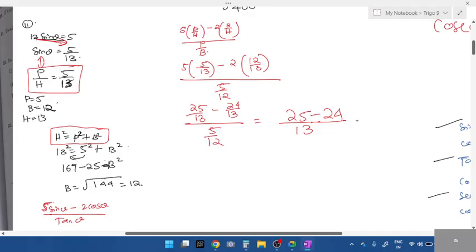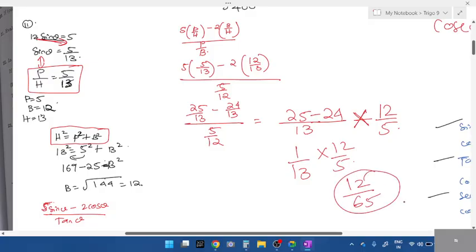How can I write 5 by 12? Can I multiply it? I can write it as 12 into 12 by 5. What is 25 minus 24? 1 by 13 into 12. Yes, 12 divided by 13 into 5 is 65. This is the answer.